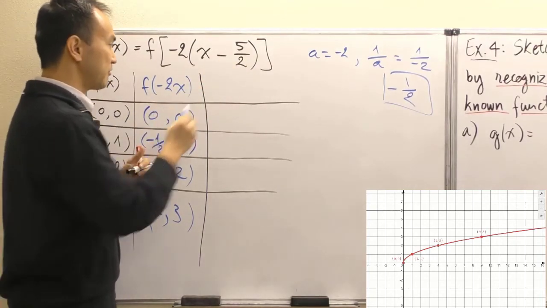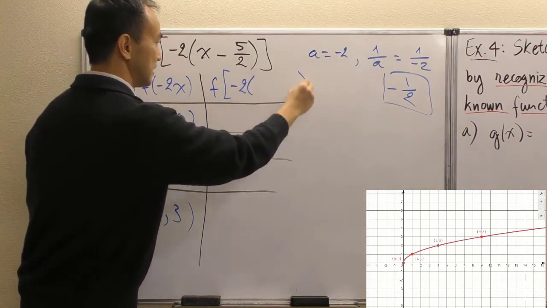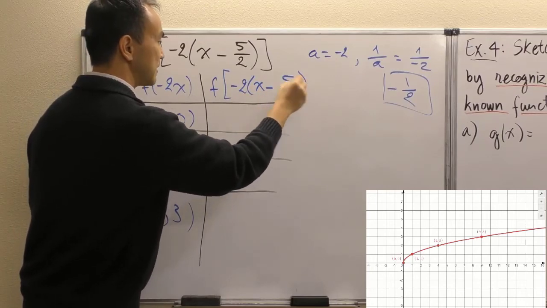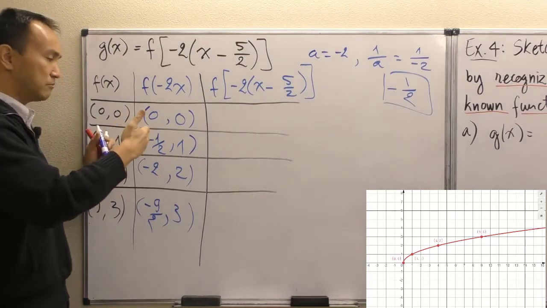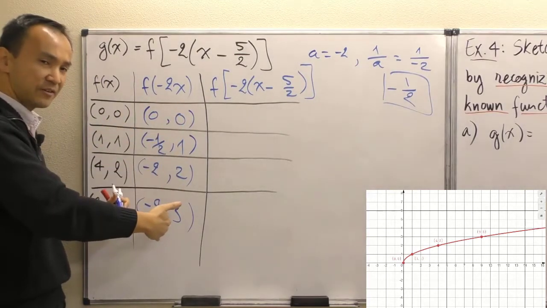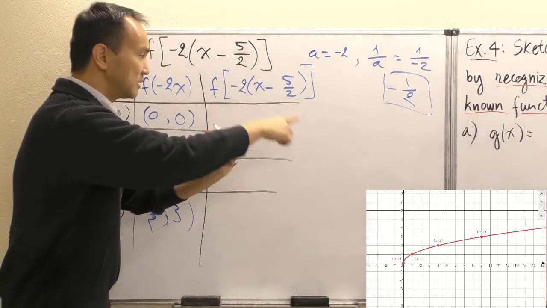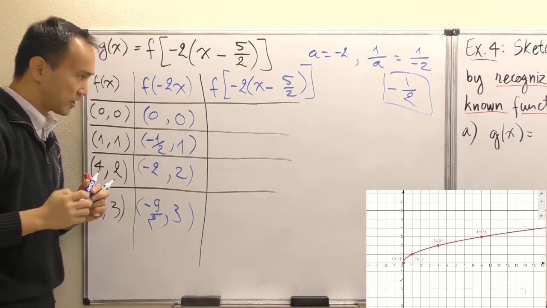Okay, so now let me write it down. So f of minus 2, in parentheses, x minus 5/2. So this 5/2 here is a positive quantity. That means we are going to move our currently transformed graph further to the right-hand side. By how far? By 5/2 square grids. Okay, 5/2 of the square grid.